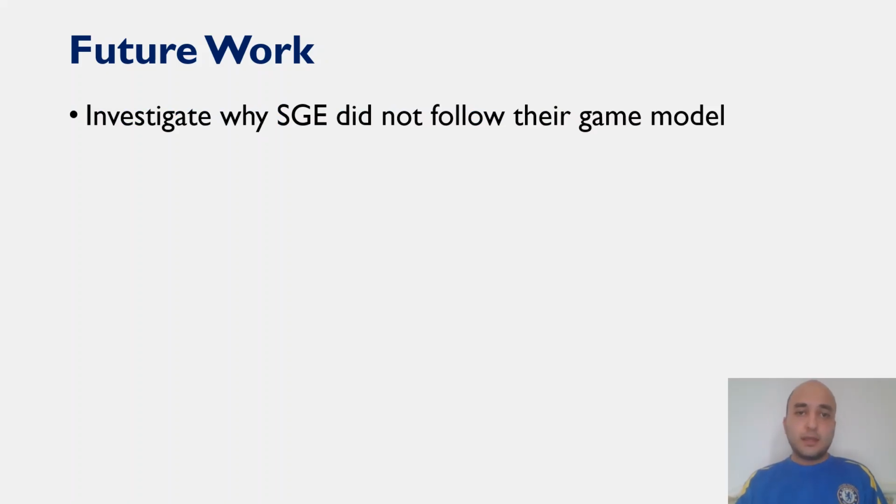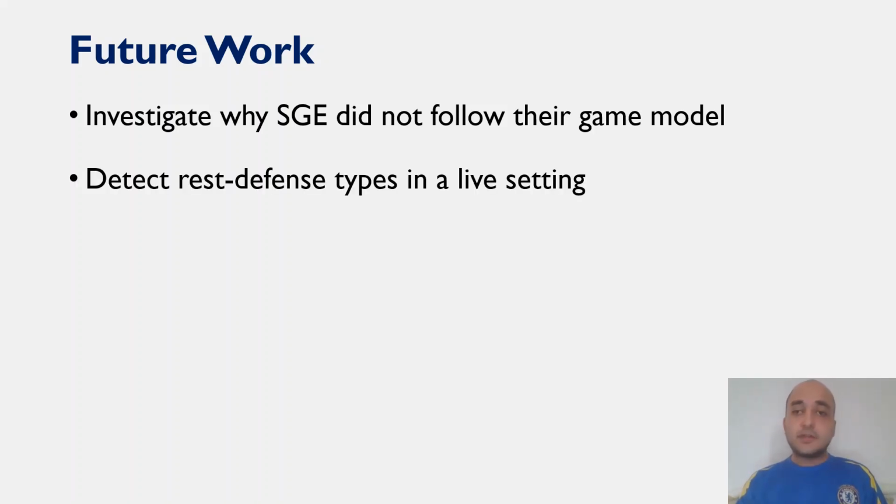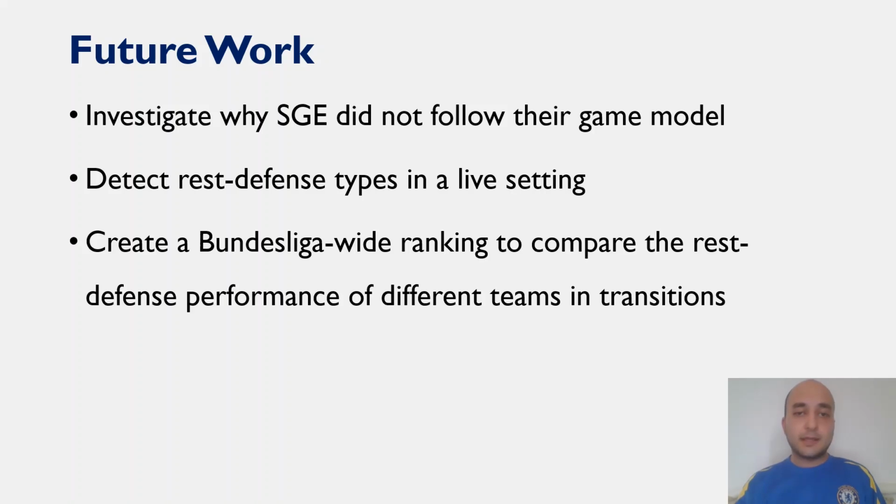Future work: investigating why Frankfurt didn't follow their game model is exactly a takeaway message for them. They can also detect different rest defense types in a live setting if we have access to the tracking data and even the event data in a live setting. Then we can raise alarms if an undesired situation happens. Also, one idea is to create a Bundesliga-wide ranking to compare different teams in their rest defense performance, or how many times they were in other rest defense, or basically bad rest defense.